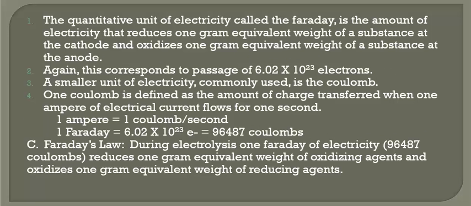The quantitative unit of electricity called a Faraday is the amount of electricity that reduces 1 gram equivalent weight of a substance at the cathode and oxidizes 1 gram equivalent weight of a substance at the anode, which corresponds to 6.02 times 10 to the 23rd electrons. But a smaller unit of electricity is commonly used. It's called the coulomb. 1 ampere is 1 coulomb per second. So Faraday's law states that during electrolysis, 1 Faraday of electricity reduces 1 gram equivalent weight of oxidizing agents and oxidizes 1 gram equivalent weight of reducing agents.